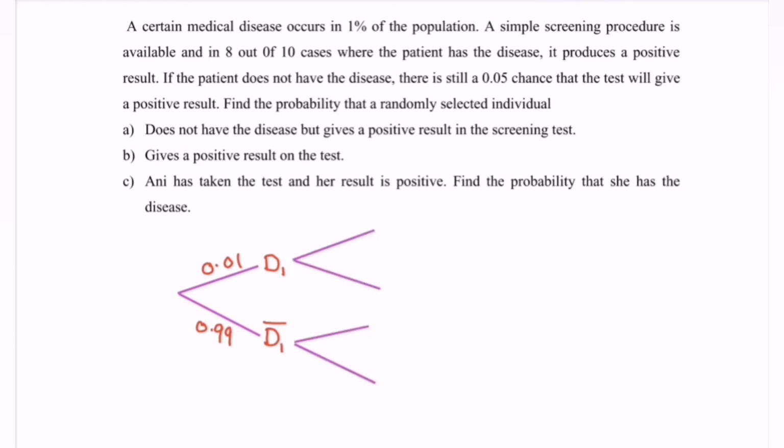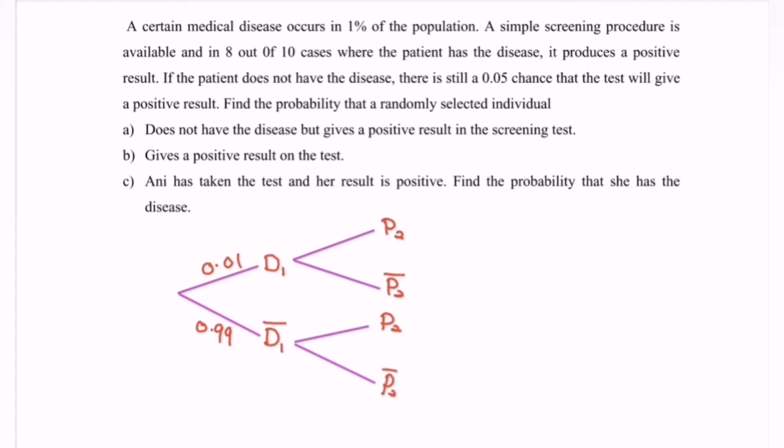Next, a simple screening procedure is available, and in 8 out of 10 cases where the patient has the disease. So that refers to the disease D1. It said it will produce a positive result. So here we will have a positive result, or we can say a negative result. So P complement will be the negative. Repeat the situation: positive result, negative result.